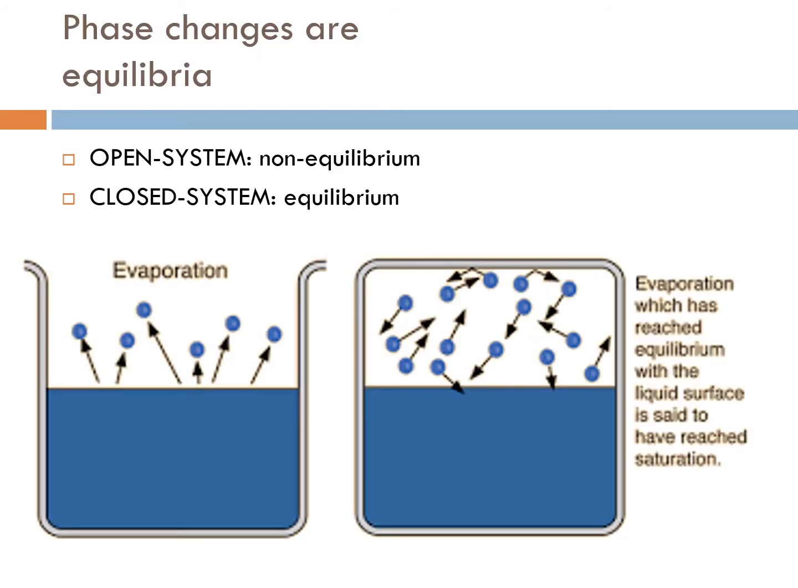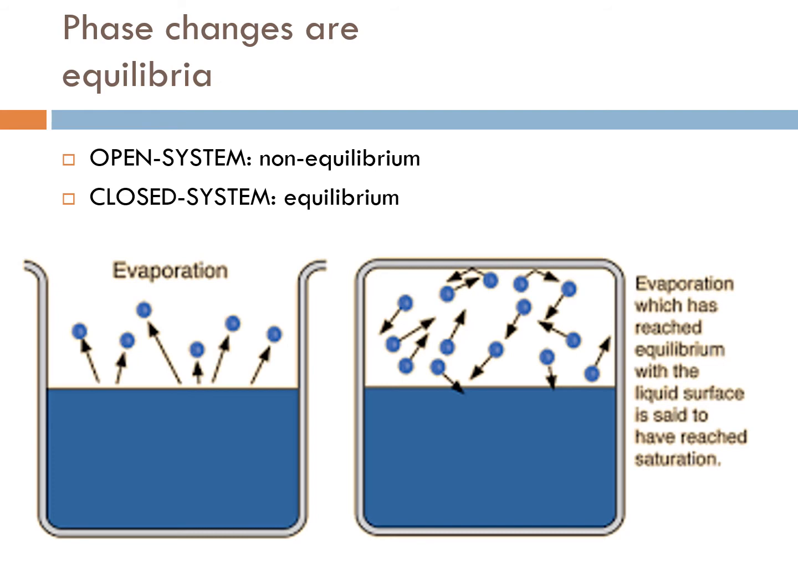Now, if we look at these two flasks, both contain water, one is open and one is closed. Evaporation will happen in both of them, but in the open container, the gas that is forming, the water vapor, will be able to exit and disperse in the environment, and eventually all the water will evaporate, leaving the container empty.